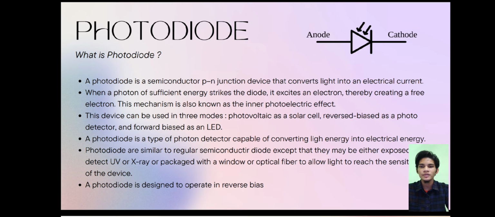This device can be used in three modes: photovoltaic, as a solar cell; reverse bias, as a photodetector; and forward bias, as an LED. A photodiode is a type of photon detector capable of converting light energy into electrical energy. Photodiodes are similar to regular semiconductor diodes except that they may be either exposed to detect UV or X-ray, or packaged with a window or optical fiber to allow light to reach the sensitive part of the device. A photodiode is designed to operate in reverse bias.